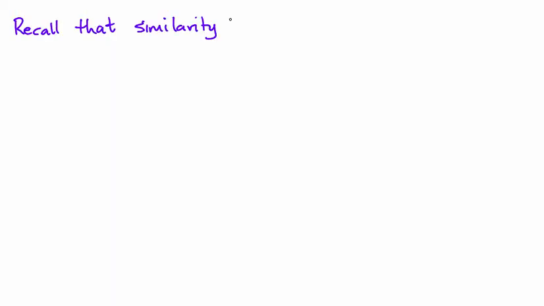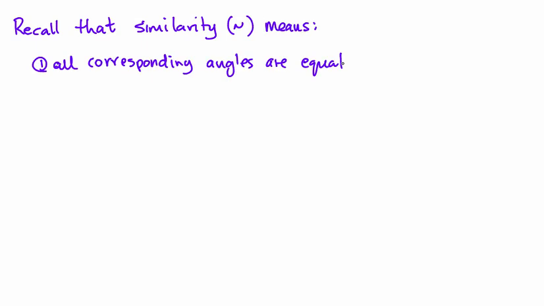By recalling that similarity, and the little symbol was that little squiggle, similarity means that all angles of our triangles were equal, so all the polygon angles will be equal, and all the sides will be in ratio. When I say all angles are equal, I really mean all corresponding angles are equal. And when I say all sides are in ratio, I really mean all corresponding sides are in ratio.